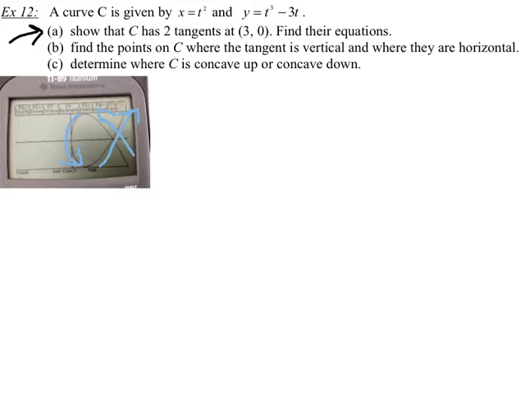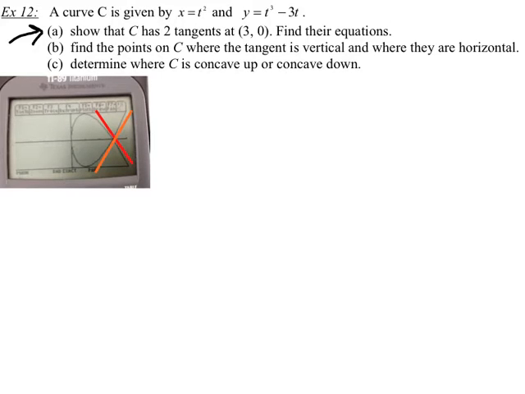Okay, so that's why I have two tangent lines. Because the first one comes this way, and the second one is when the object moves that way. It's not perfect, but I've attempted to graph the two tangent lines for you. Okay, so I see that the curve has two tangent lines at (3, 0).